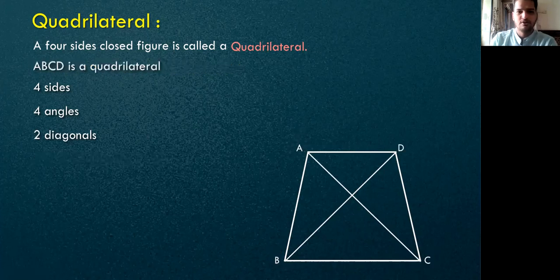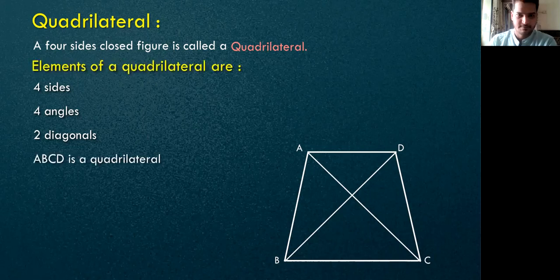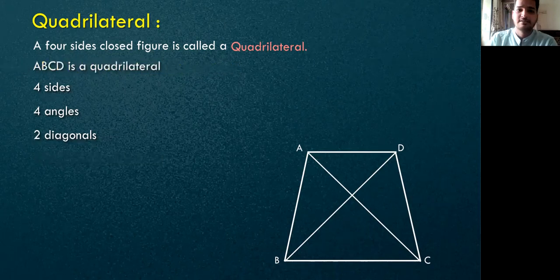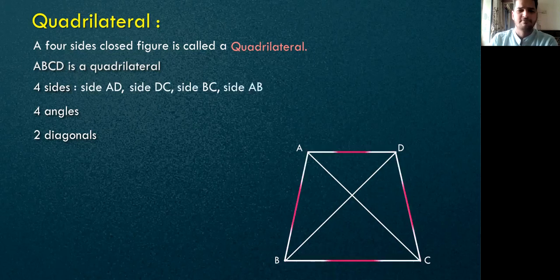On your screen, you can observe a quadrilateral ABCD. Now, every quadrilateral has elements. Element means it is made up of a few things. First of all, every quadrilateral is made up of four sides. So, if you observe students, these four sides are nothing but side AD, side DC, side CB, and side AB, right? Perfect. Now, in this diagram, we have read the sides in a clockwise direction. You can even read the sides in anti-clockwise direction, like side AB, side BC, side CD, and then side DA.